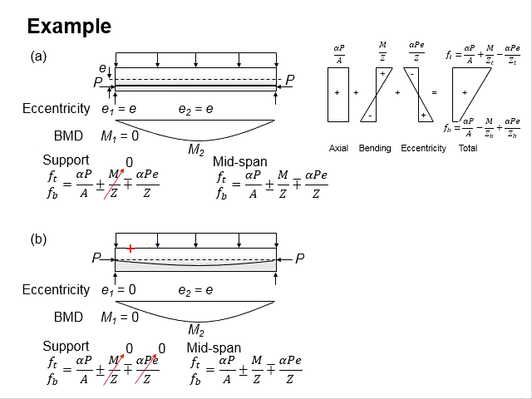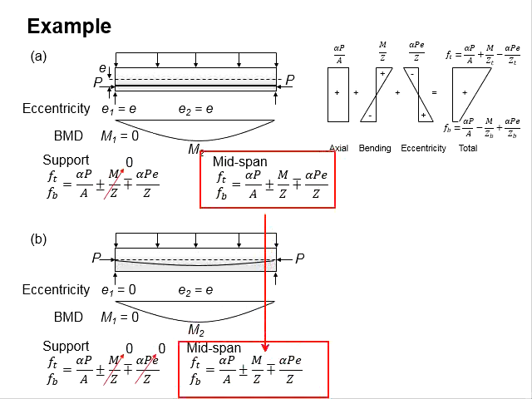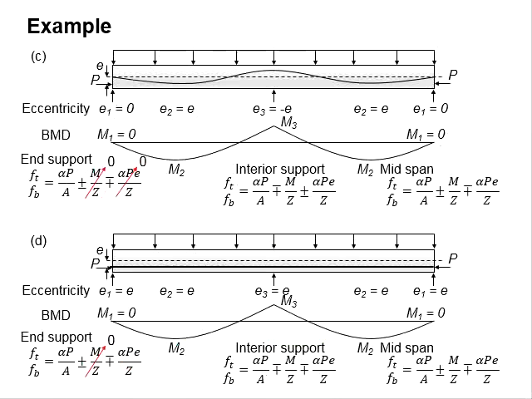As for beam B, there is no eccentricity and moment at the support. With that, the support conditions only consist of the axial stresses. The equations at the midspan for the 2 beams will be the same. As for the continuous member, the moment varies along the span.